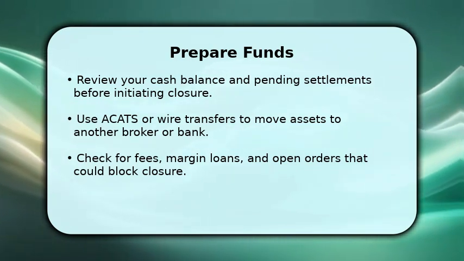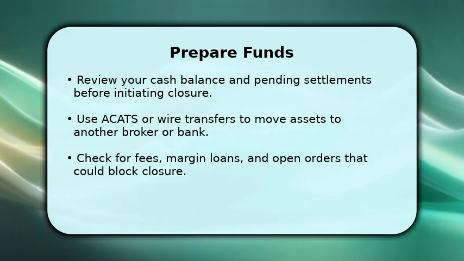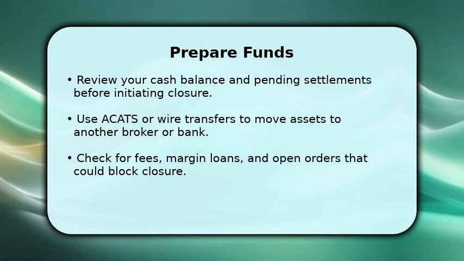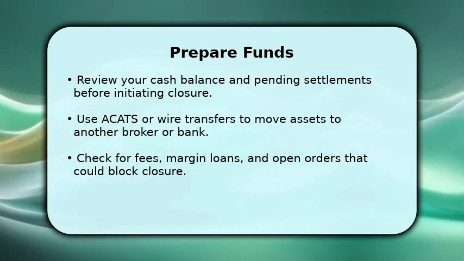First, confirm settled cash and pending trades, then cancel open orders and cover margin loans. Choose transfer or liquidation based on costs, using a CATS for equities or wire for cash withdrawals.